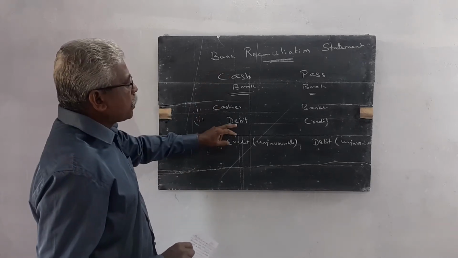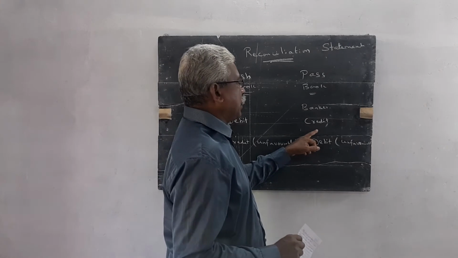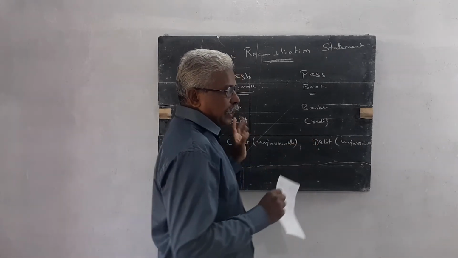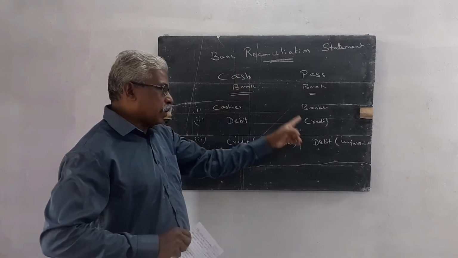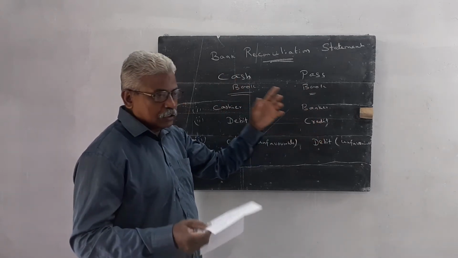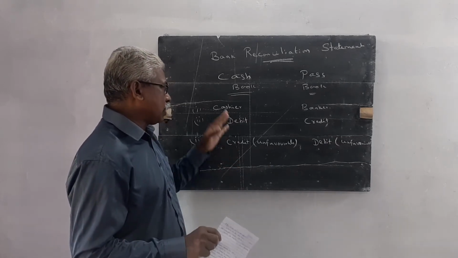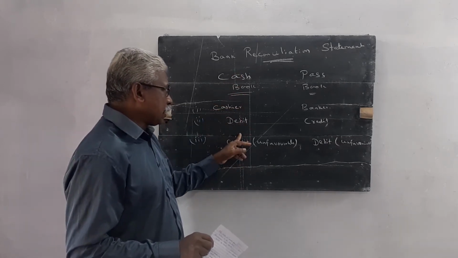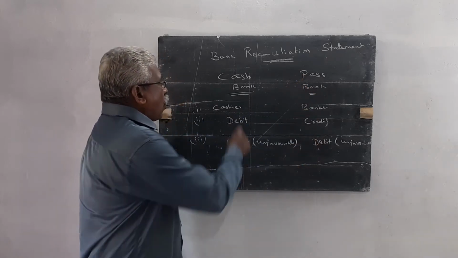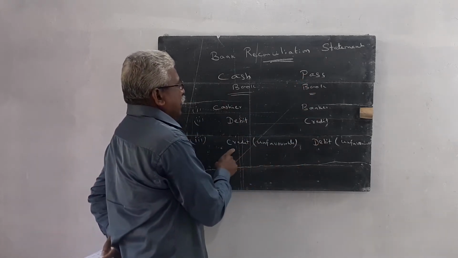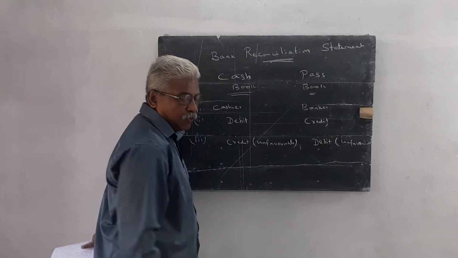The cash book debit side is favorable. The passbook credit side is favorable. That means if any information is entered on the debit side of the cash book, it is favorable, it is an income for us. If any information is entered on the credit side of the passbook, it is favorable for us. All the income and favorable items are entered on the debit side in the cash book and the credit side in the passbook. Just the reverse, all the unfavorable items are entered on the credit side of the cash book, and on the debit side of the passbook.